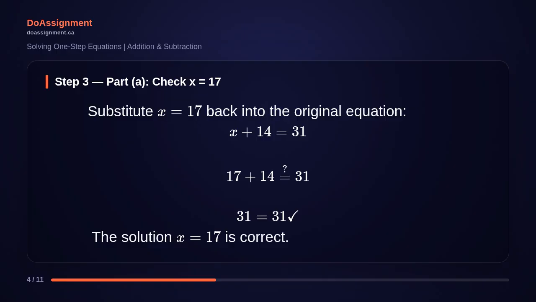To check, we replace x with 17 in the original equation. 17 plus 14 equals 31, and 31 does equal 31, so the solution checks out. X equals 17 is correct.